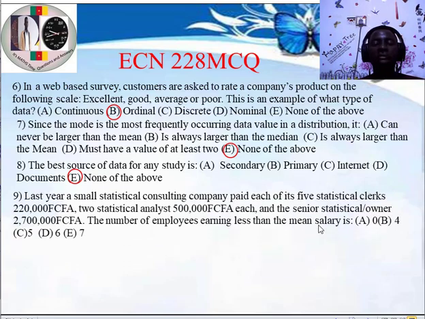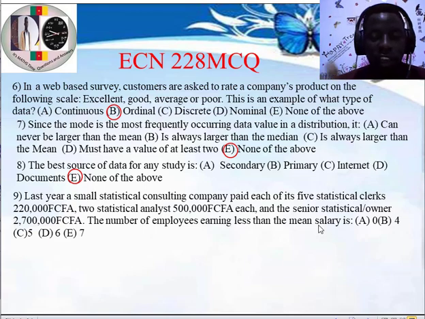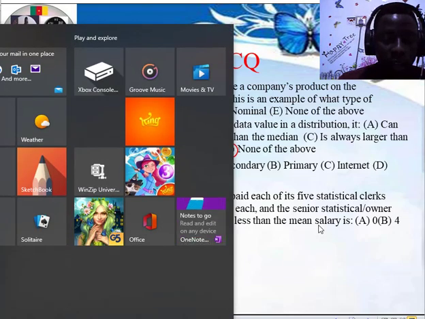Okay, question 9. Last year, a small statistical consulting company paid each of its 5 statistical clerks 220,000 francs, 2 statistic analysts 500,000 francs each, and the senior statistician, the owner, 2,700,000 francs. The number of employees earning less than the mean salary is... so for us to know it, we need to calculate the mean. If we calculate the mean, then we count the number of people earning less than the mean. So to calculate the mean, we need to pull up our calculator here. So let's, a minute please, let me pull up my calculator here.